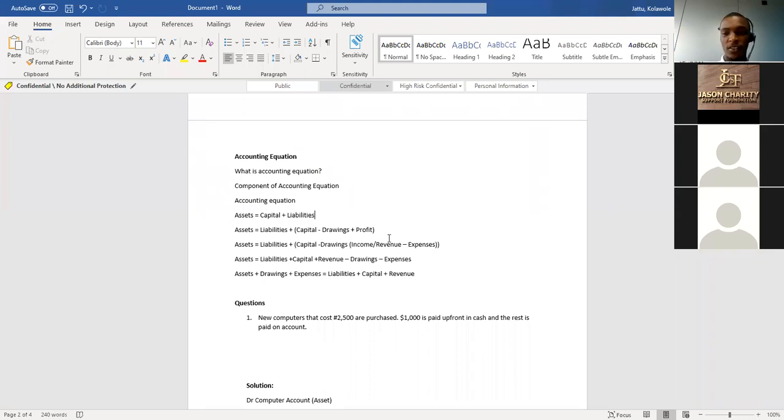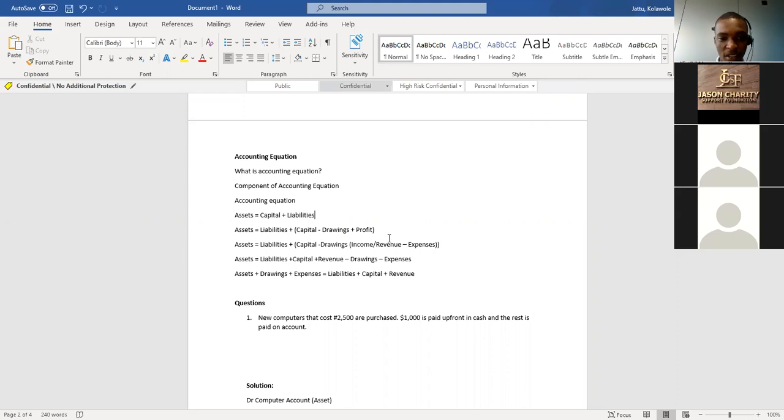The first thing that you start with is your opening capital. Then add any additional capital during the year, plus your net profits minus your drawings, right? Those are just the components of your capital. That is why I said our accounting equation says that assets equals capital plus liabilities, but you can further break down that capital itself.